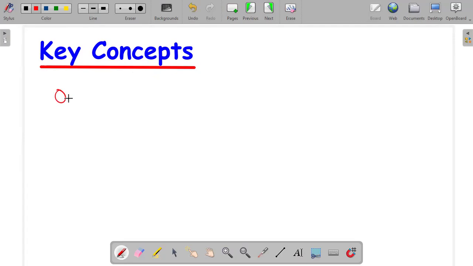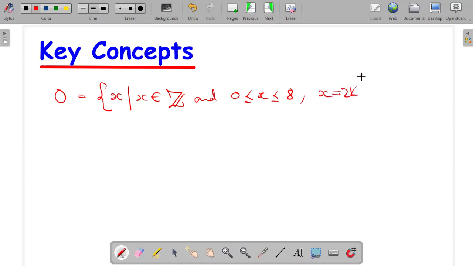For example, the set O is equal to, if I write it in the terms where I say the set of x such that x is a member of the integers, and we are saying that x is in between 0 and 8, and is given by this formula, x is equal to 2k. Like this. So this here could be our set in set builder notation.